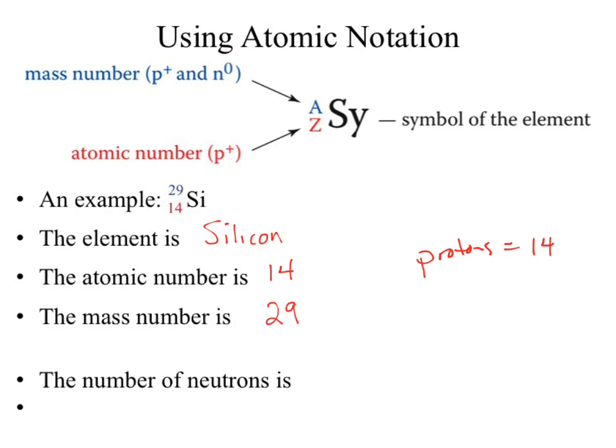15. We would take our mass number, 29, minus our atomic number, 14, and we get 15. It's 15. Okay, so we end up with 15 neutrons.